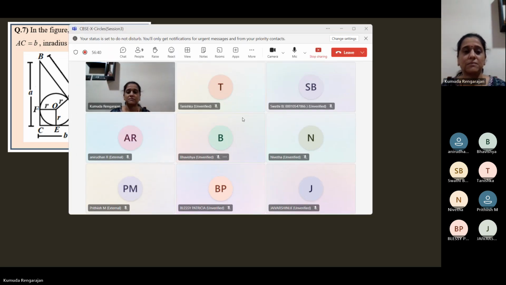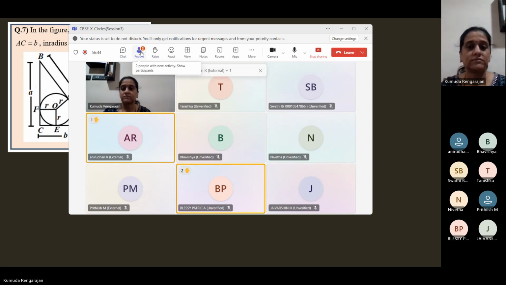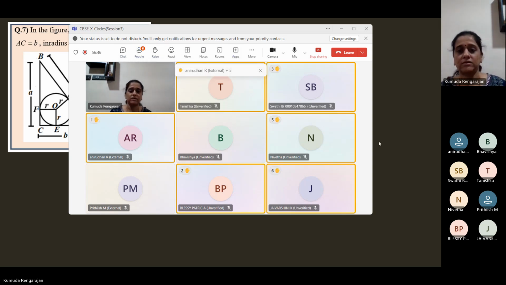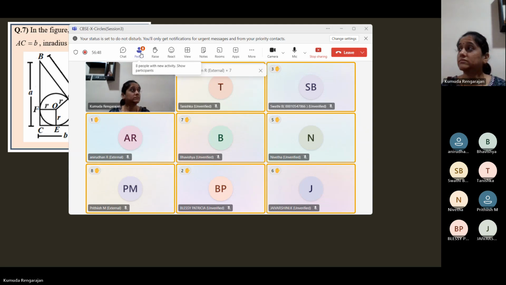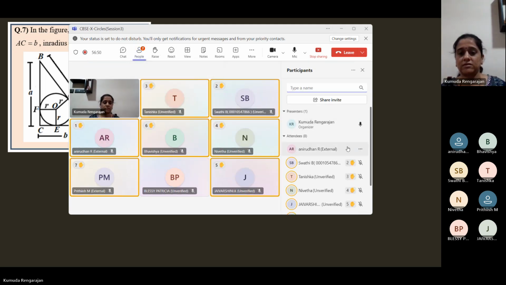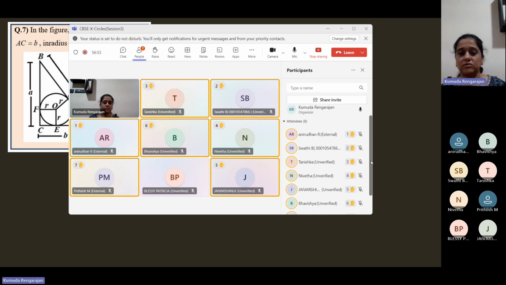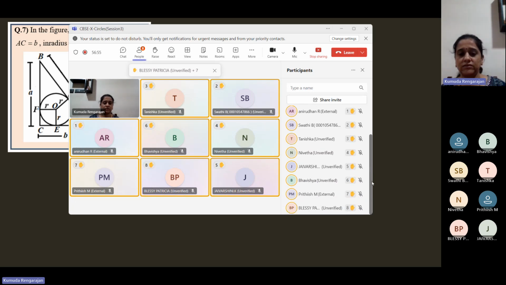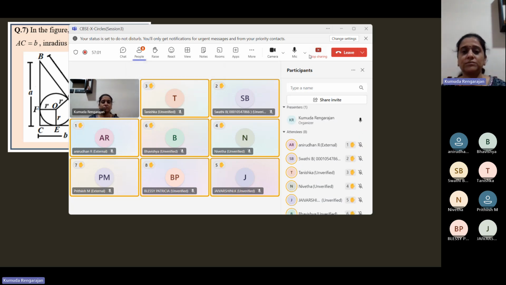Yeah. Thank you, children. Online children, use emoji. Raise your hand. Okay, so Aniruddhan, Swati, Tanishka, Niveda, Jayvarshini, Bhavishya, Pratish, and Leslie. Okay, thank you.